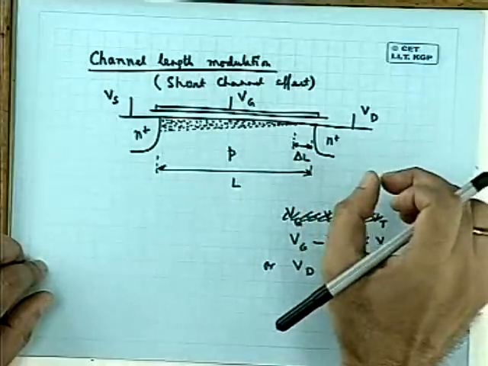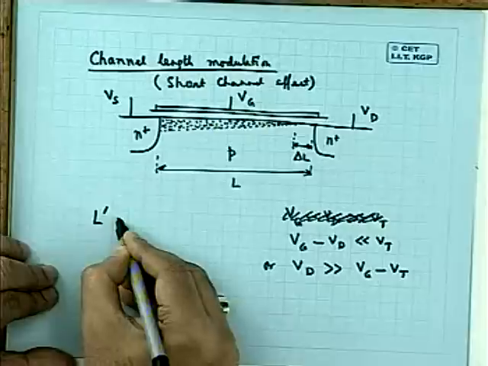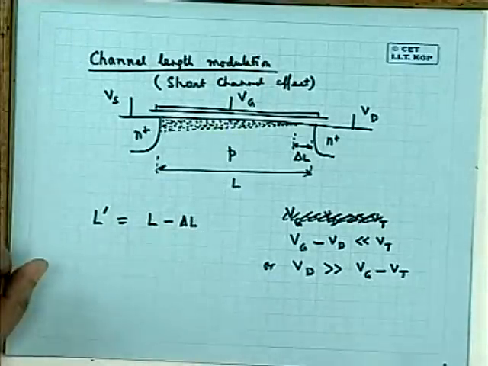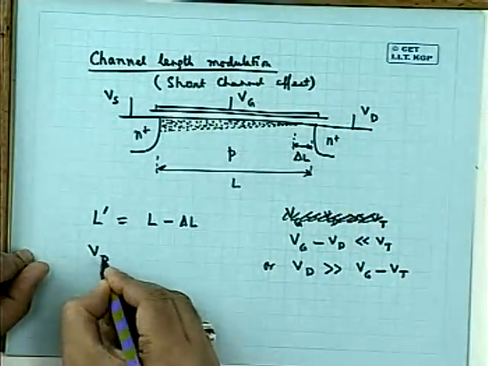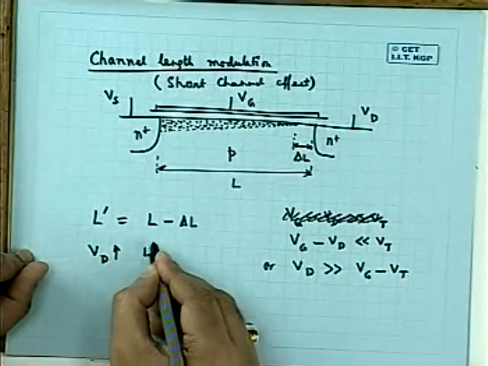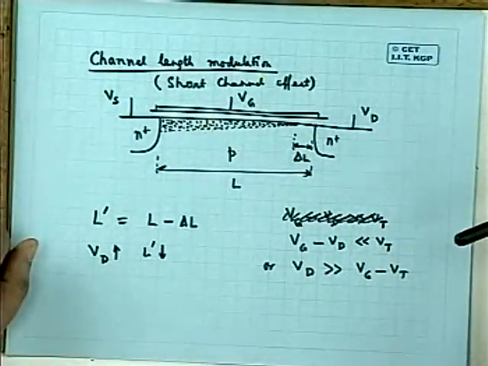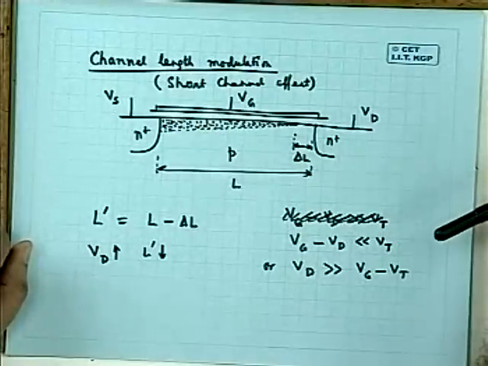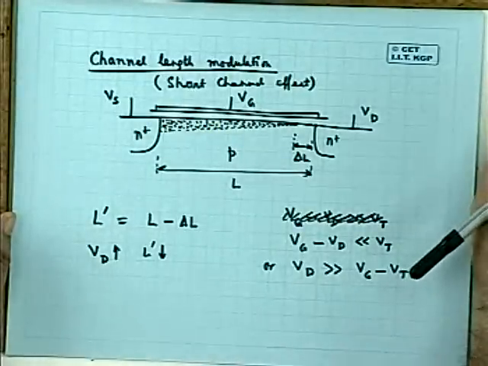And this results in an effective channel length reduction, L dash, which is L minus delta L, and decreases with increasing bias. As VD increases, L dash decreases. L dash decreases means W by L ratio increases. Therefore, current will increase for the same drain bias.